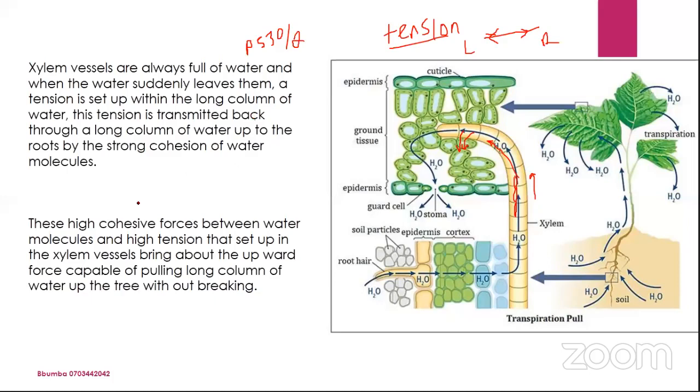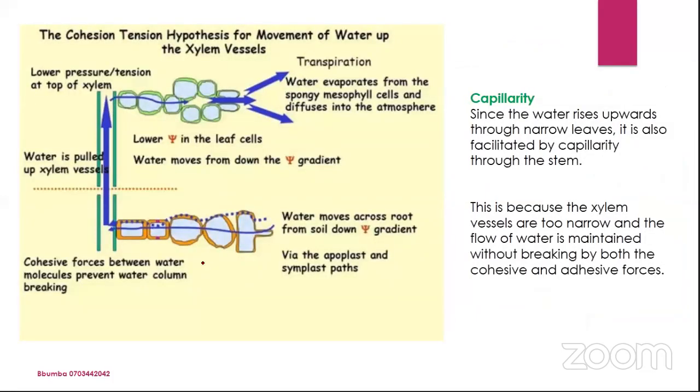Now, this is the summary. So what has just happened, from what we have been discussing, is that water moves across the root soil down a concentration gradient. So it's going to be moving down the concentration via the apoplast and the symplast pathways. So you still remember the apoplast and the symplast pathway. This picture, for some of you who are a little bit lost, is summarizing the cohesion-tension theory that tries to explain how water moves up the tall tree.